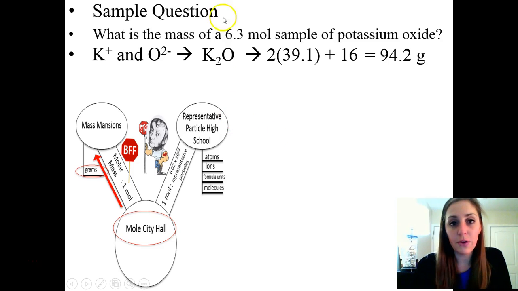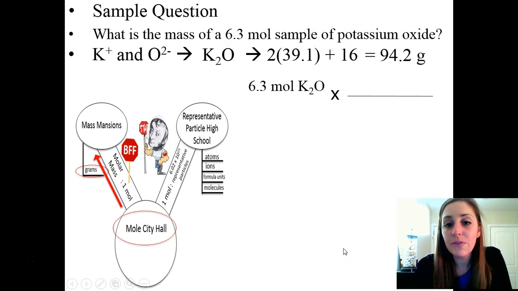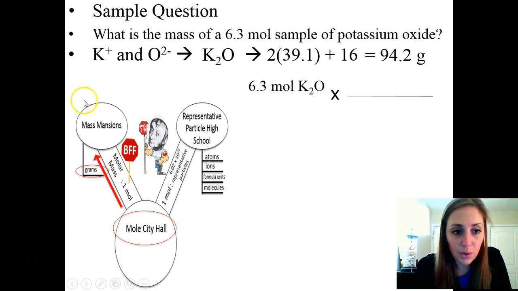Always write your known first. So here is your known, 6.3 moles of potassium oxide. And then once you have your known, X line. So we're in moles, and we're going to grams, so we have to use this for our X line. 1 mole is what you see first, so that goes on the bottom. And you'll notice that you want that, so it'll cancel.